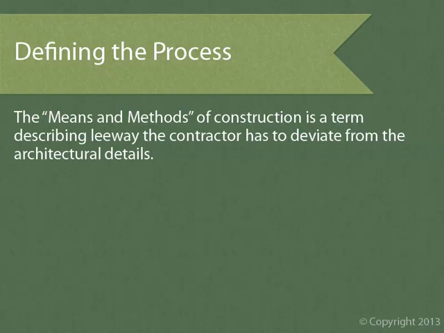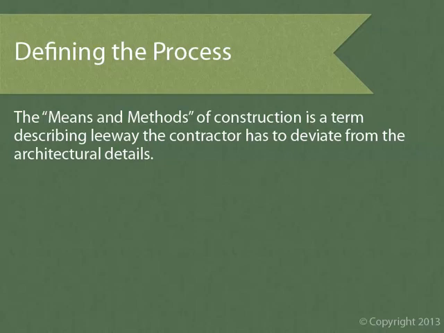The means and methods of construction is a term that describes leeway that the general contractor has to deviate from the architectural details. For instance, an architect is concerned with the final appearance of metal panels, but they're not generally concerned with how the metal panels are supported, as long as they're supported competently. The supports are left to the contractor's means and methods.